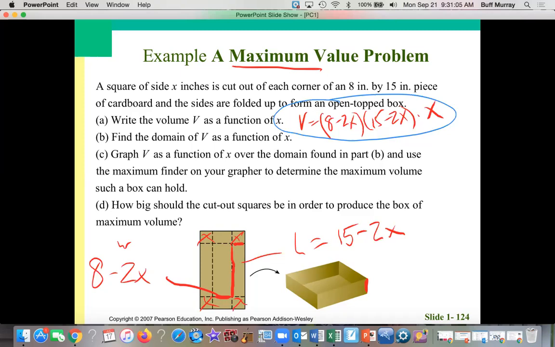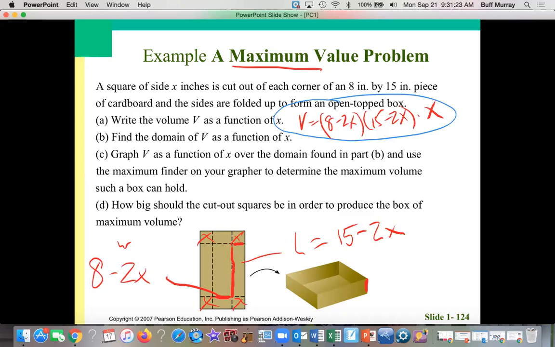Here's why. What if I put in 8 for x right here? My width would be what kind of number? A negative. 0 to 4. Okay. If I put in something smaller than 4, I'm actually going to have a width, and that's going to work out to have a volume. Correct?